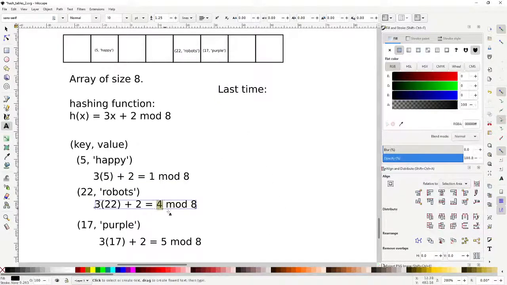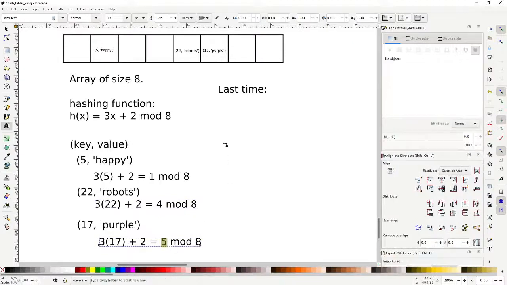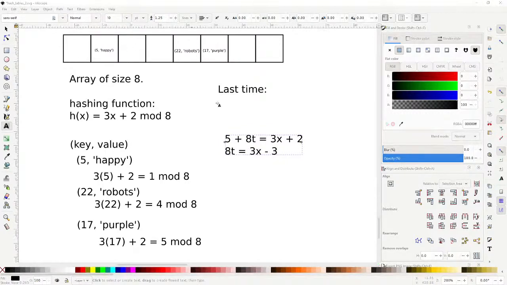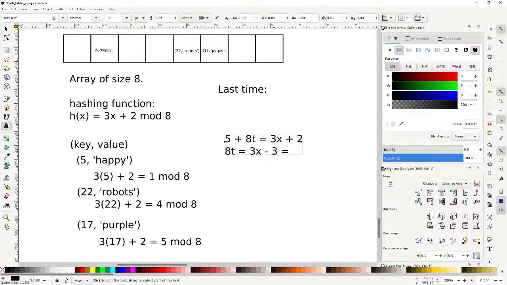So I want something that maps to, say, 5 mod 8. So let's see, 5 plus 8t is equal to 3 times x plus 2. And so then if we solve it like this, we'll end up with what? Actually, we can subtract, so we can say 8t is equal to 3x minus 3. And then I guess we just do this until we get something that's divisible by 8. So, and then of course this is actually 3 times x minus 1. So let's just solve this a little bit.